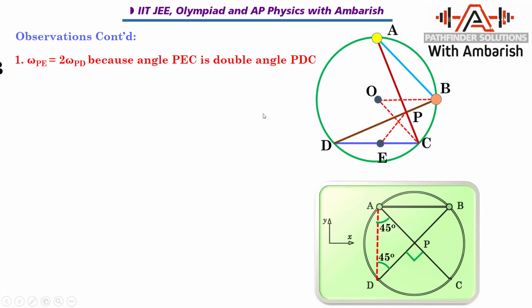Okay, and then what else can we say? Now omega of P about D is the same as omega of B about D. Why? Because you know that D, P and B are all collinear points. And if they are all collinear points, that means what? The angular velocity of this straight line is the angular velocity of all the points lying on the straight line. So angular velocity of P about D is the same as angular velocity of B about D. That's our second observation.